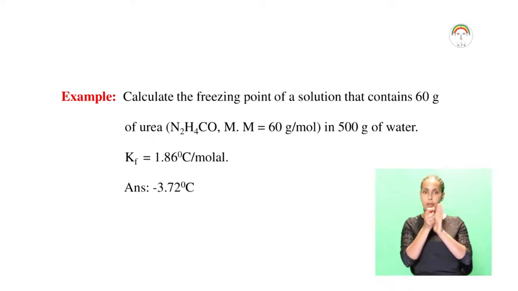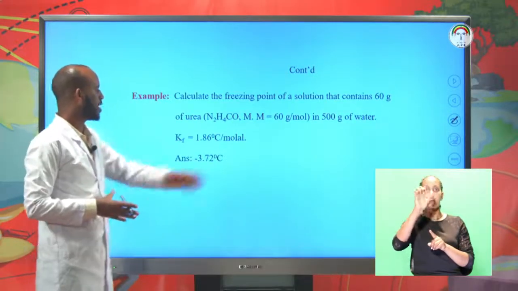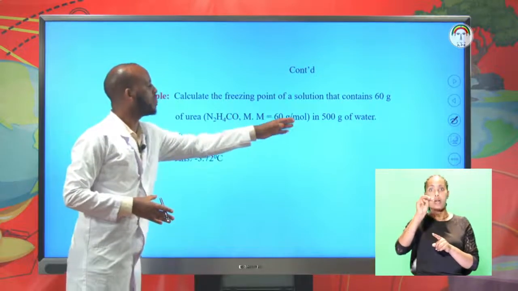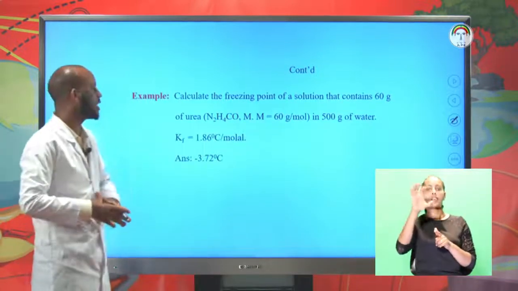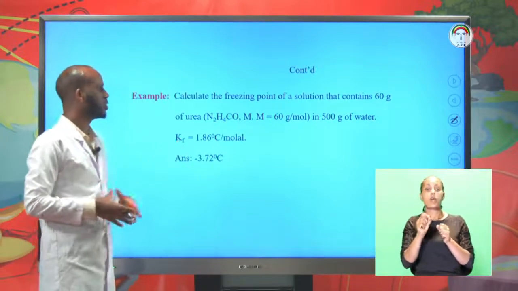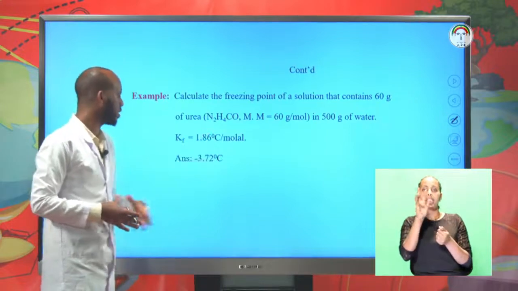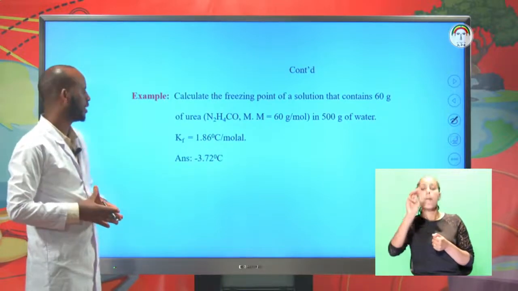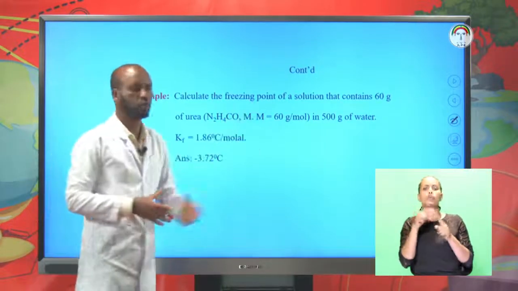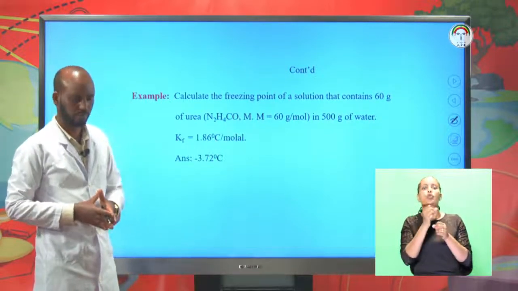For example, calculate the freezing point of a solution that contains 60 gram of urea. Molar mass of urea is 60 gram per mole, in 500 gram of water. Freezing point depression constant of the solvent is 1.86 degrees centigrade per molar. You are asked to calculate the freezing point of the solution.